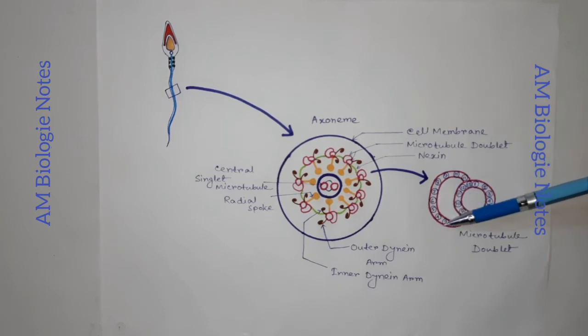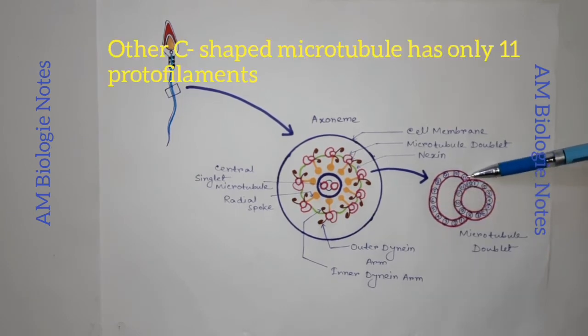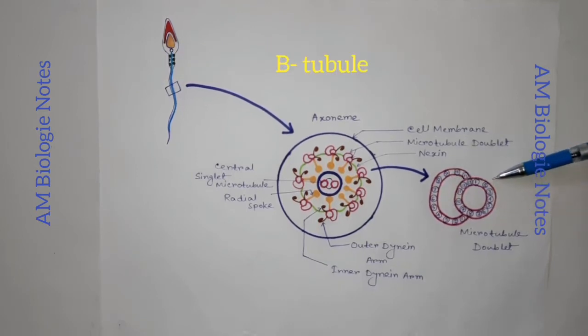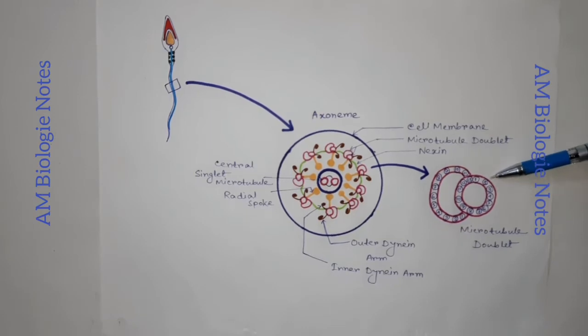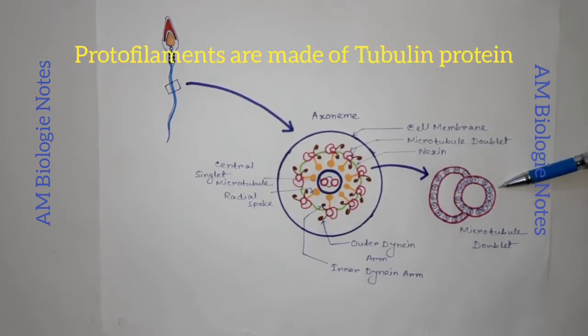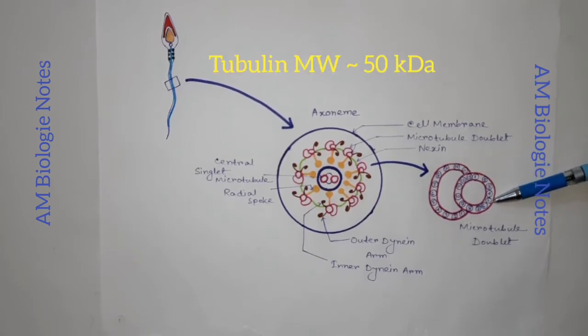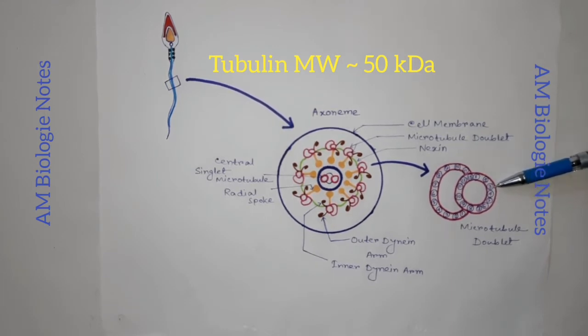The other C-shaped microtubule has only 11 protofilaments. We can call this the B tubule. The protofilaments remain interconnected and are made exclusively of the heterodimeric protein called tubulin. Tubulin is the basis for the structure of the flagellum. The molecular mass of each tubulin is approximately 50 kilodalton.